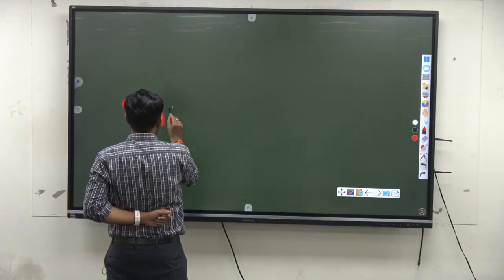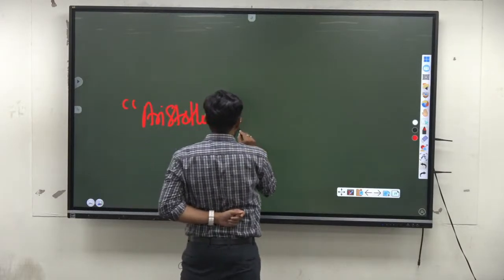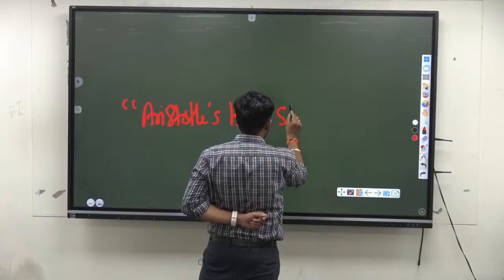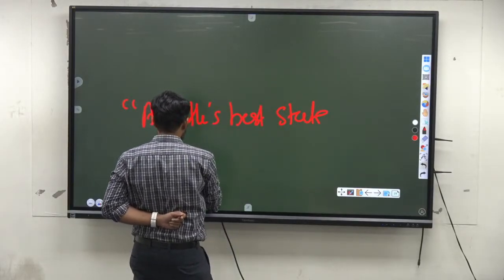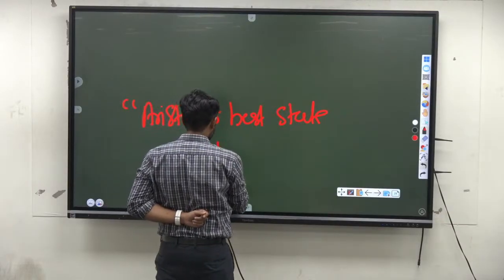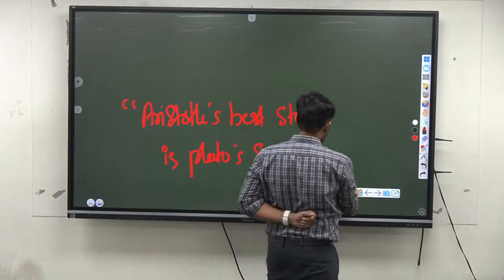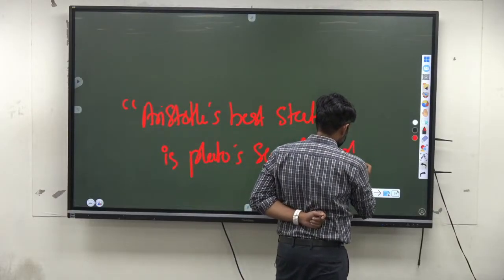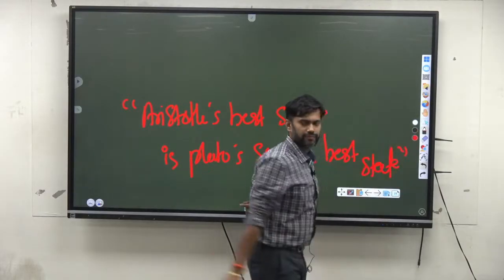Aristotle's best state is Plato's second best state.